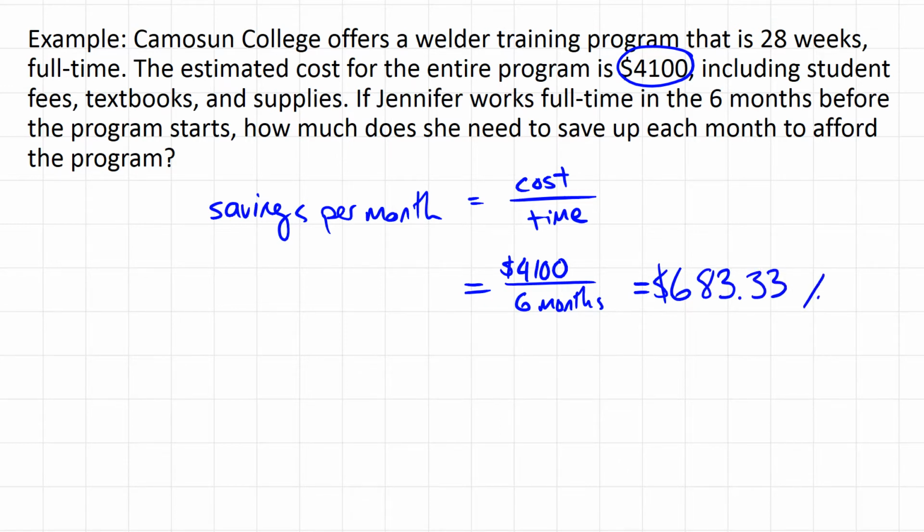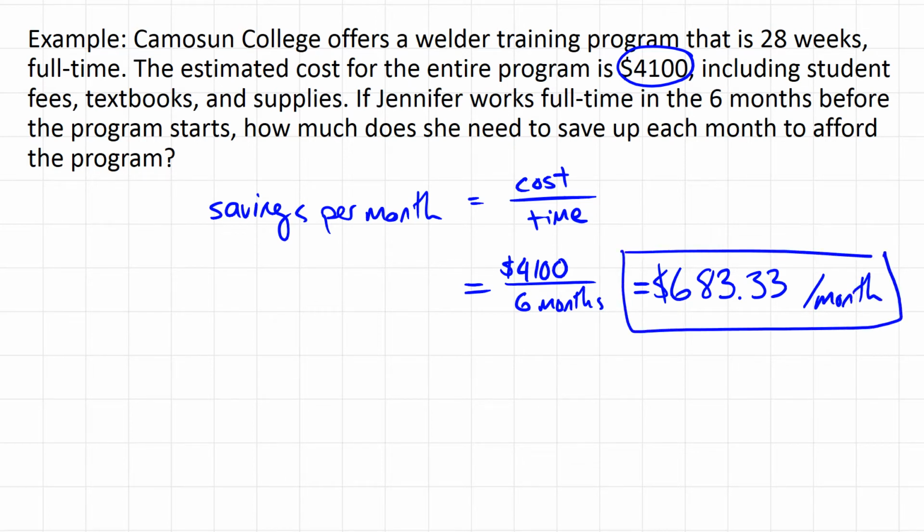$683.33 per month. That's how much she needs to save to afford just the tuition part and the student fees and all that, but the education part of the program. And then she's still going to have to find a way to pay for all the other cost of living things while she's going to school full time.